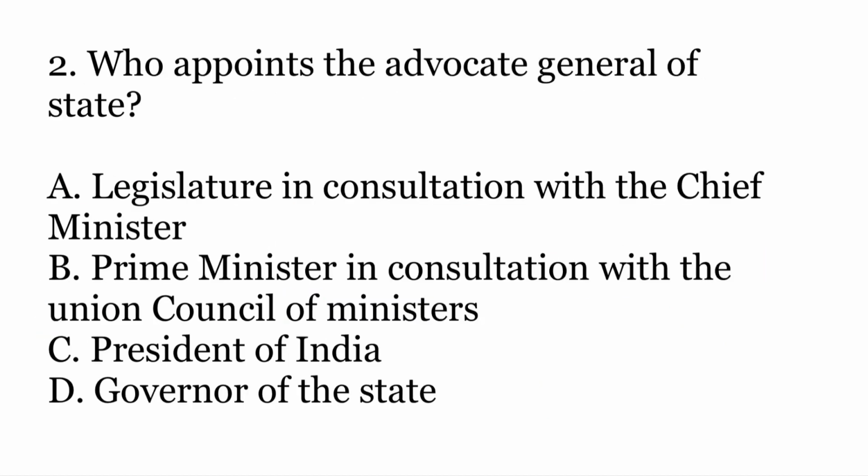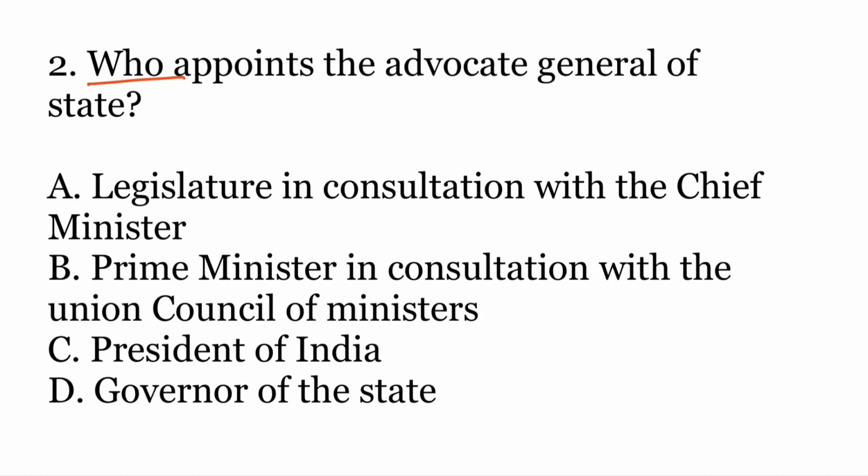Second question, who appoints the Advocate General of a state? The options are A. the legislature in consultation with the Chief Minister, B. Prime Minister in consultation with the Union Council of Ministers, C. the President of India, or D. the Governor of a state.